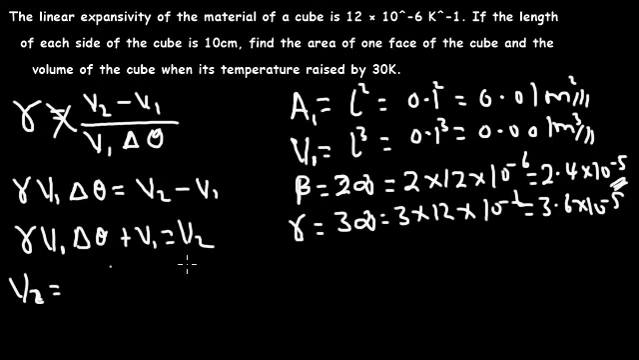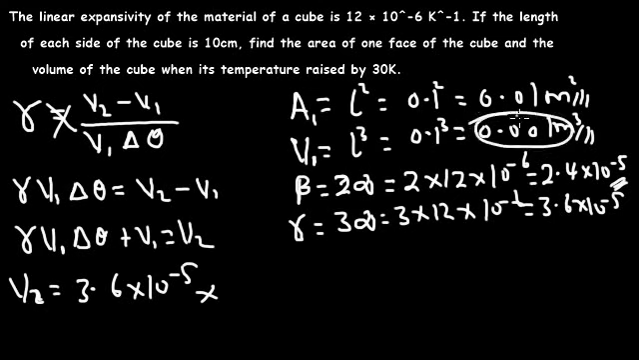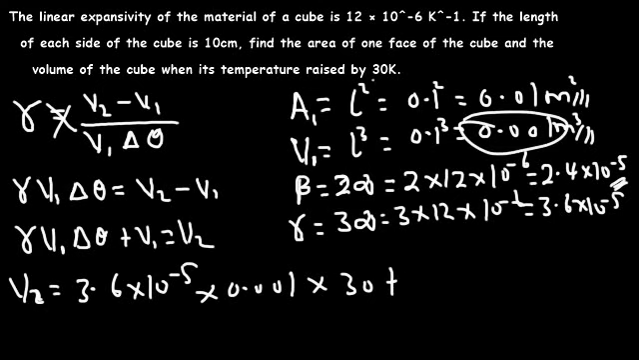So now plugging in those values, we have gamma to be 3.6 times 10 to the power of negative 5, then multiplied by V1, that simply equals 0.001, then times the change in temperature, which is 30 Kelvin over here, so that's 30, then plus V1 again, that's 0.001.